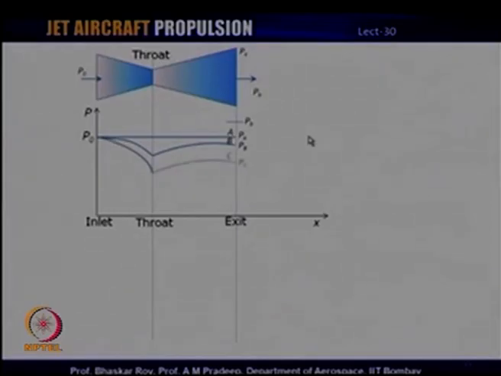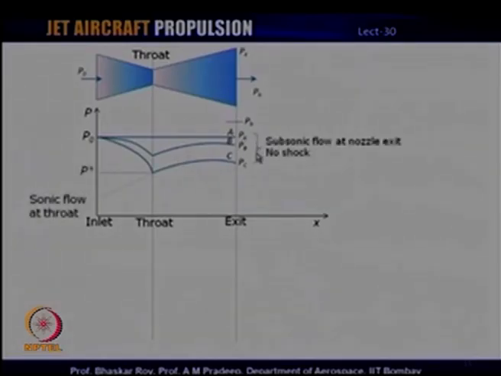We further decrease it, we reach a point which is basically corresponding to the choked condition. We still have subsonic flow, because when P b is equal to P star, which is the critical pressure at the throat, we get sonic flow at the throat, and that is indicated by P star. So, you can see that for all these three cases, we still have a subsonic flow at the nozzle exit. Now, our objective here is to get a supersonic flow, which means that we have to now further decrease the back pressure.